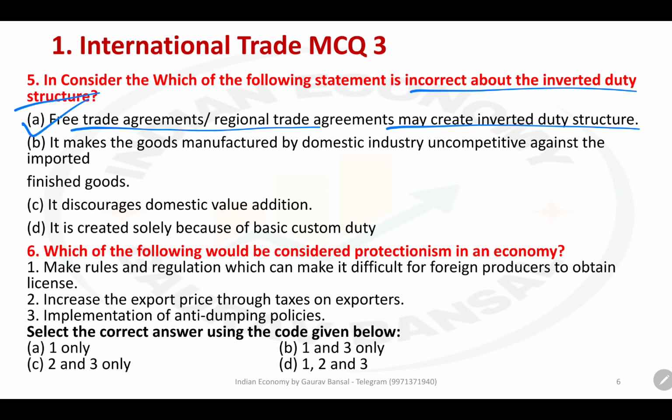That is actually correct. That we signed an FTA or some trade agreement under which we discounted the custom duty on certain products. Okay, now those products were finished, whereas on the other products we did not reduce duty.